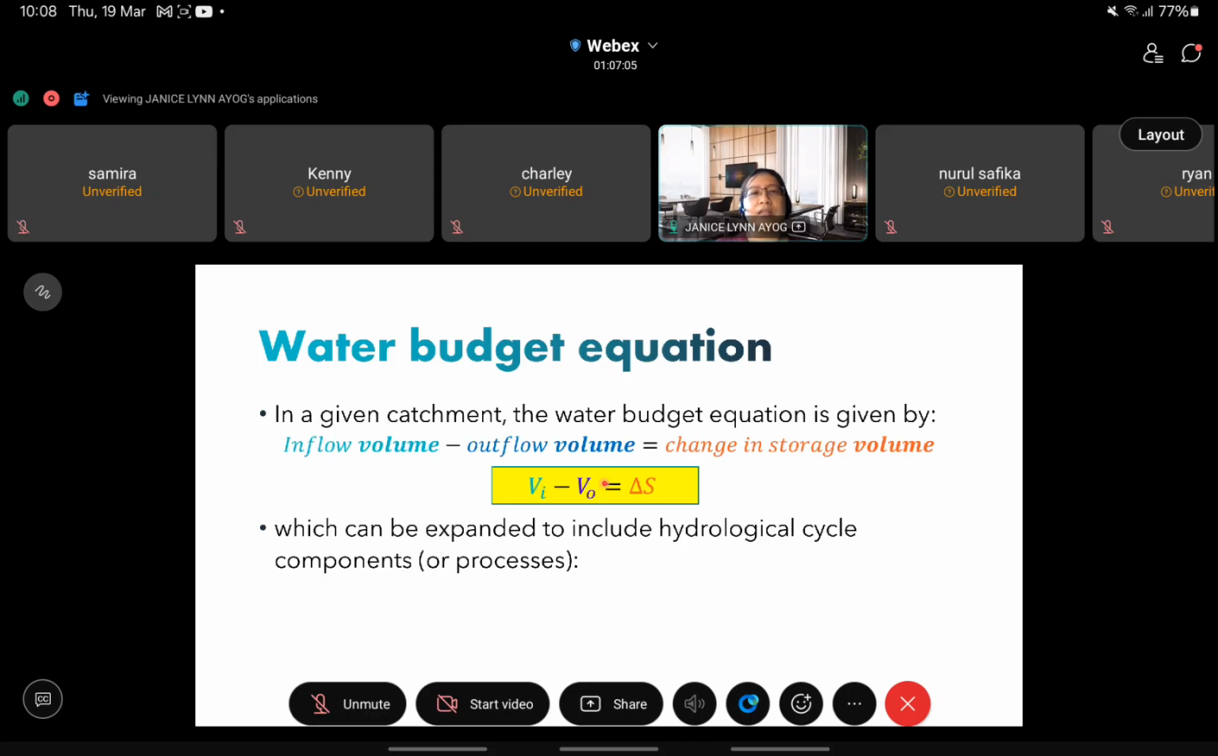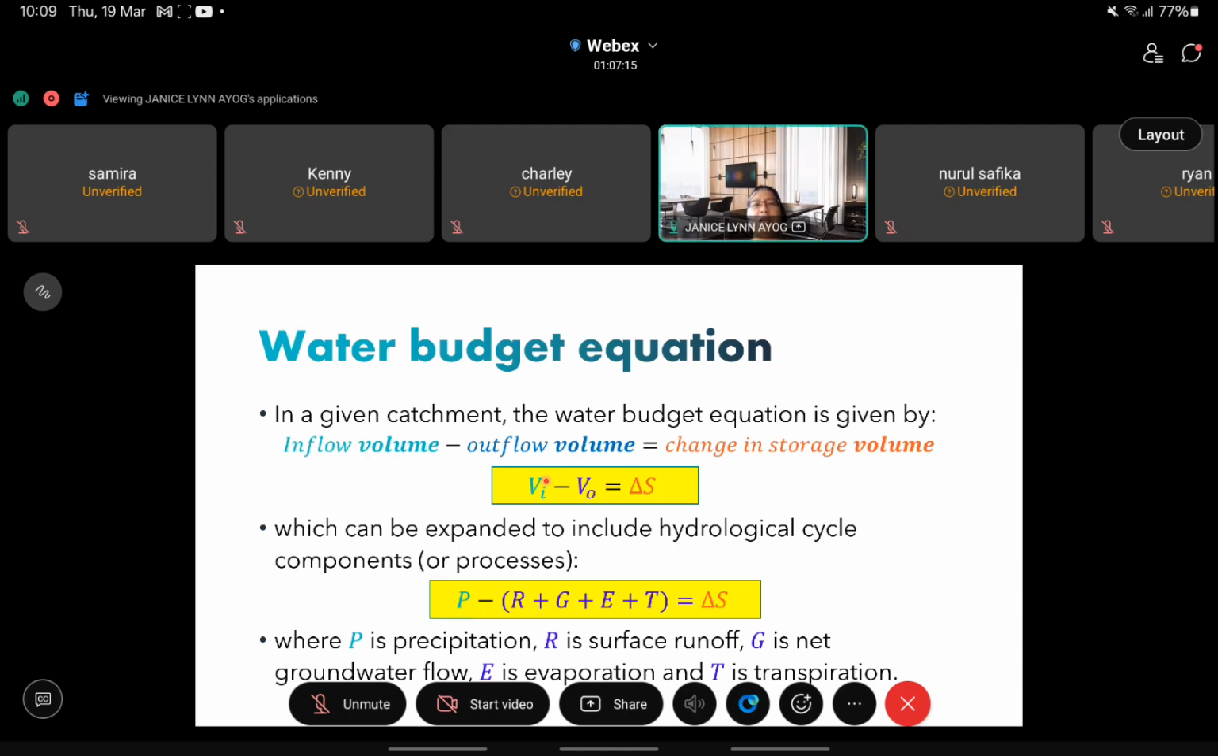This equation can be expanded to include the hydrological cycle components or processes. For the inflow volume, we can consider the precipitation, P. R is not rainfall, it's actually surface runoff, which is the outflow volume. Then we also have the outflow volume of groundwater, evaporation, and transpiration. We can combine these, and then this is the change of the storage.